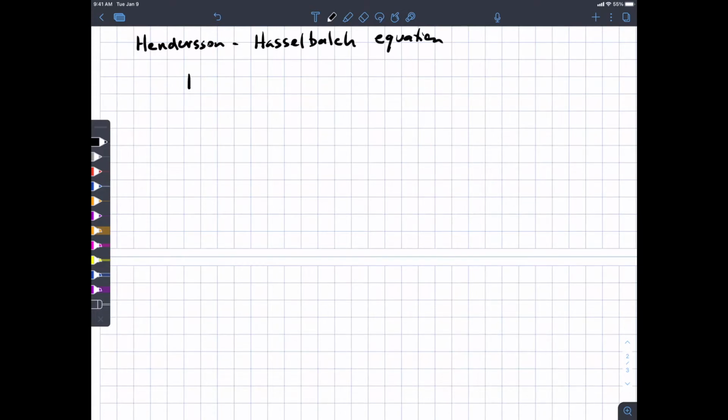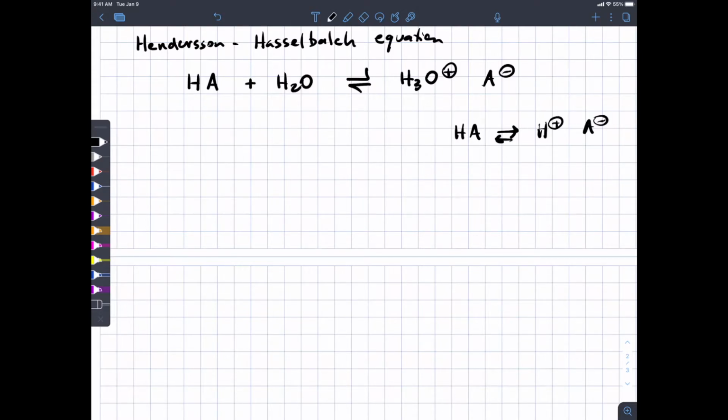So we derive this from the basic equilibrium of using some acid in the presence of water to get hydronium and A minus. Notice that this is not HA goes to H plus and A minus. Acids don't dissociate like this, especially maybe in the gas phase, but certainly not in water. In water, there is no such thing as H plus. It's all H3O plus. Water acts as a base to remove a proton from the acid.